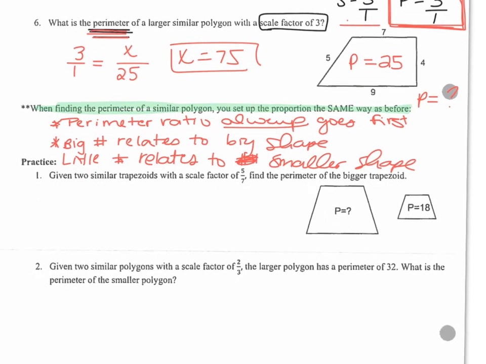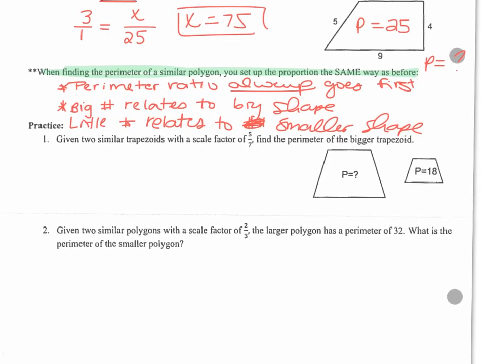So if I come over here, it says, given two similar trapezoids with a scale factor of S of 5/7, find the perimeter of the bigger trapezoid. So I know my scale factor is 5/7. What's my perimeter ratio? Well, my perimeter ratio is still 5/7. I know they're the same.